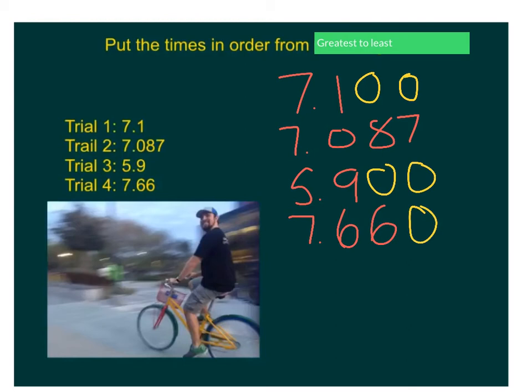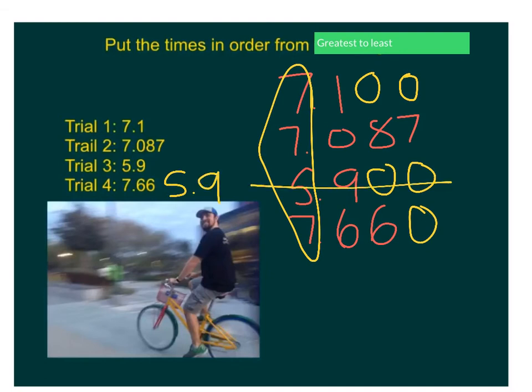Now I need to start looking at what is my largest, or I can do least and then just make sure I put them in order. Now when I'm looking at my whole numbers here, my ones place, I see that there's a 5, so I know that is going to be my smallest, even without looking at the decimals. So that's going to be my last one. The rest of them have a 7 in the ones place, and now I look to the next one, I see that I have a 1 in the tenths place, a 0 in the tenths place, and then a 6 in the tenths place. Because this one has a 0 in the tenths place, that is my next smallest.